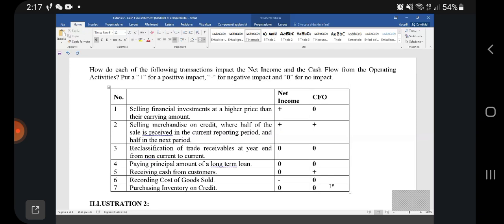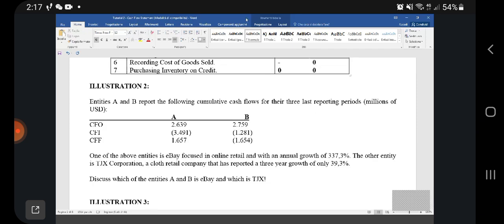Okay. In case there is no question, I'd like to jump to illustration 2. It's a very interesting one to discuss. There are two entities, A and B, or X and Y. You may call them like that, but I put there A and B. Both of them report the following cumulative cash flows. So these are cumulative for 3 periods. Okay? And the amounts are in millions of dollars.